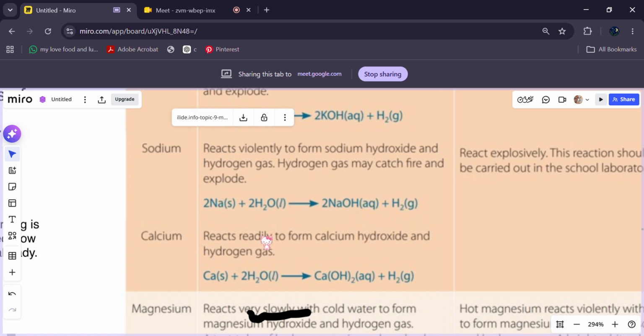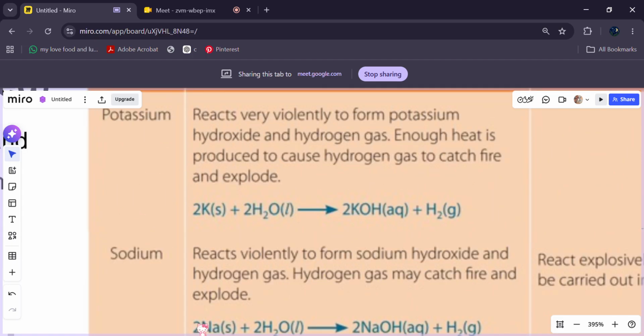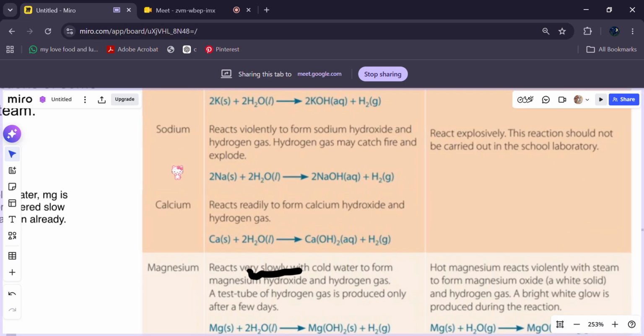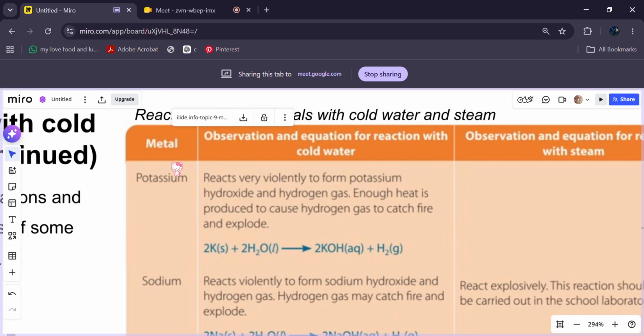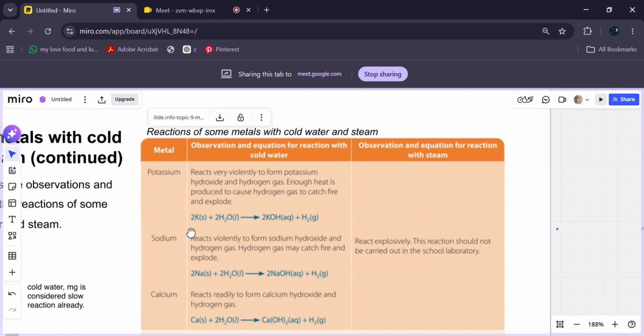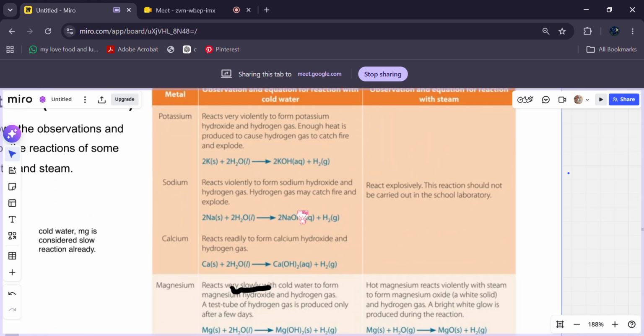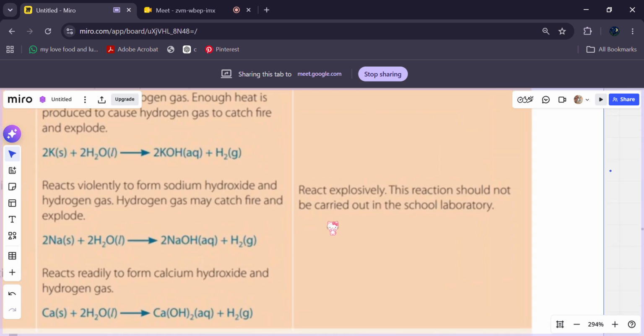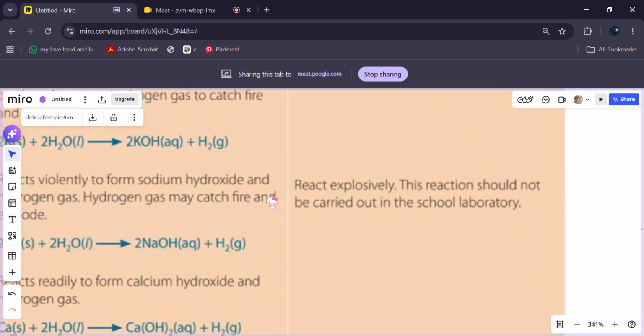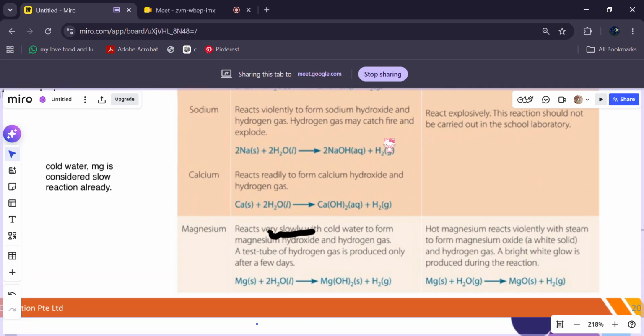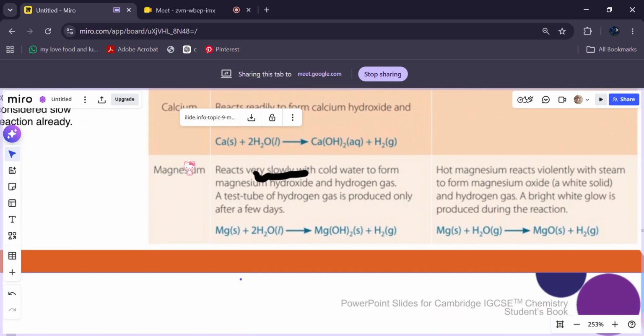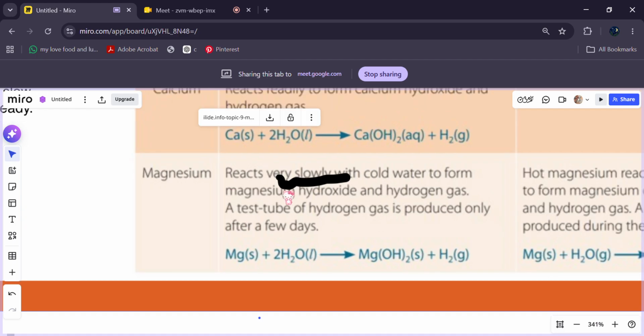Calcium reacts readily to form calcium hydroxide and hydrogen gas. As we go lower down the reactivity series, you'll notice that the reaction and the observation are slowly decreasing. The top three in the reactivity series react explosively. This reaction should not be carried out in a school laboratory. But other than that, as we go down, the other metals that are not in the top three do not react as explosively as the more reactive metals.